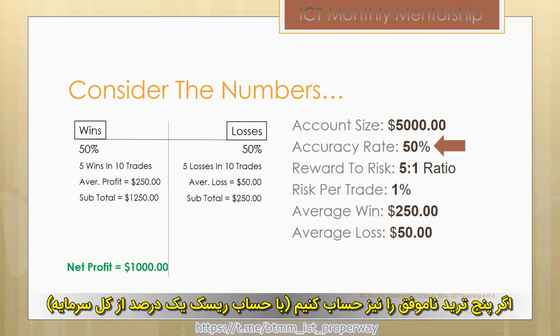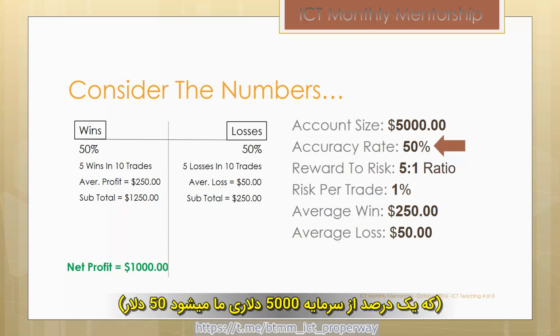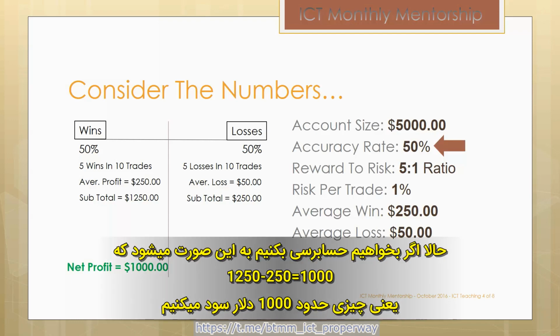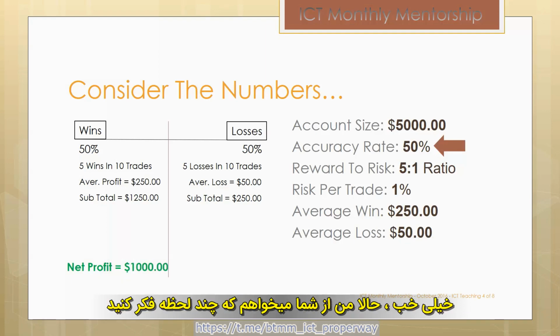And then 5 losing trades out of the sample set of 10 trades, average loss being 1% of the $5,000 account, or $50 in this case. 5 losing trades with an average loss of $50 gives us a subtotal of $250. So $1,250 of the 5 wins minus the subtotal of $250 on the 5 losing trades gives us a net profit of $1,000.